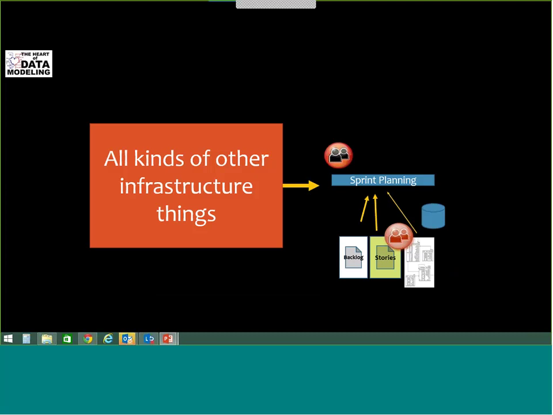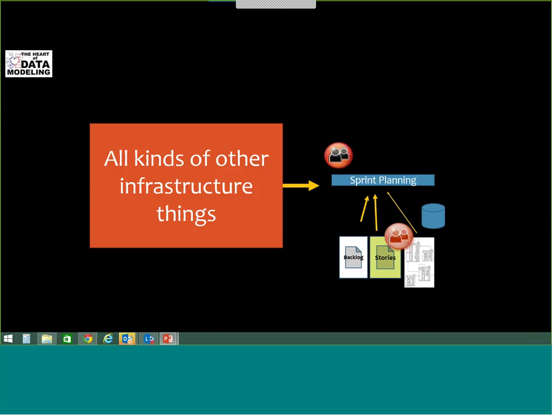Then there's all kinds of other infrastructure things in the enterprise that go into sprint planning that no one considers to be part of the sprint. So things like building the servers and having the network there and communication to all the stores and existing UI standards and corporate policies on what we do to encrypt data. All this other stuff is an input to sprint planning. And yet no one expects all that work to be done at the start of a sprint.